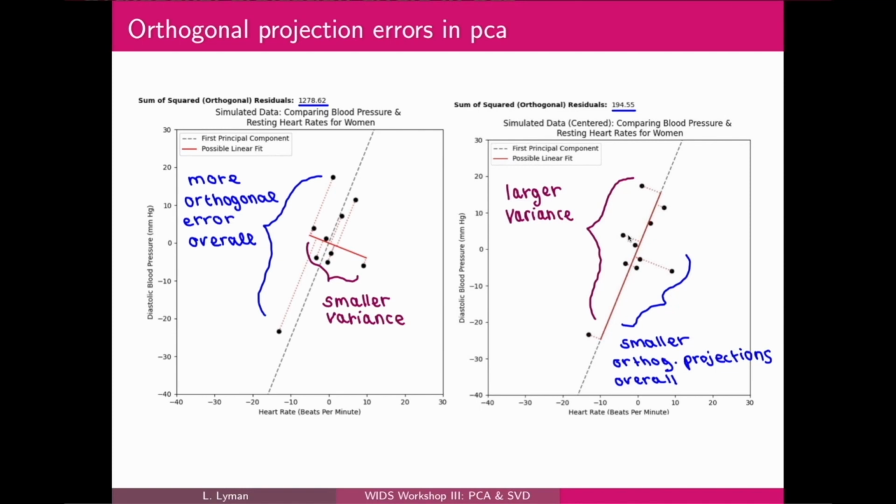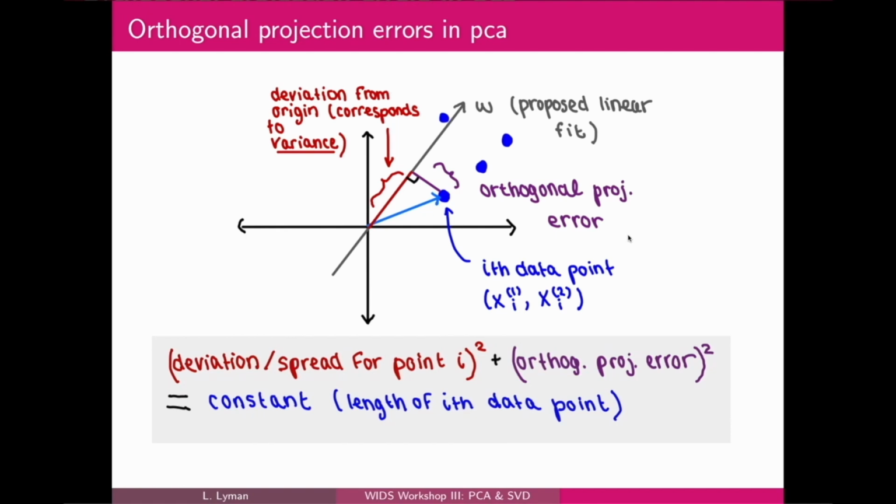To truly understand why these two optimization problems are yielding the same goal, I'll zoom in. Let W denote the proposed vector selected by PCA, here in gray. Now let's look at a single data point, say the ith one, x sub i1, x sub i2, which I've shown in blue. The red here indicates the standard deviation of the estimate of our data point from the mean, which in this case is the origin, since we've centered our point cloud of data. The orthogonal projection error is in purple.